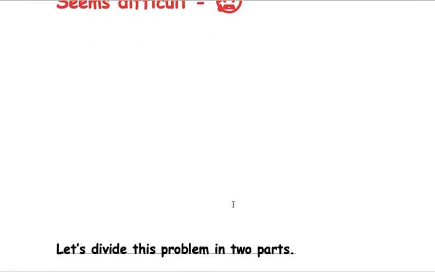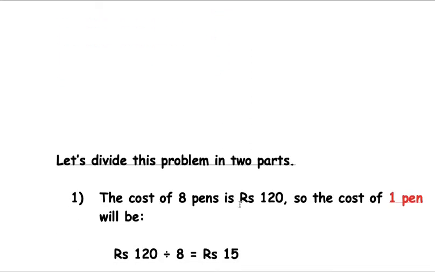Now we know cost of 8 pens and first we will calculate cost of 1 pen. So if cost of 8 pens is rupees 120, how will we calculate cost of 1 pen? We can simply divide. Now rupees 120 divided by 8 is equal to rupees 15. This rupees 15 is the cost of 1 pen.